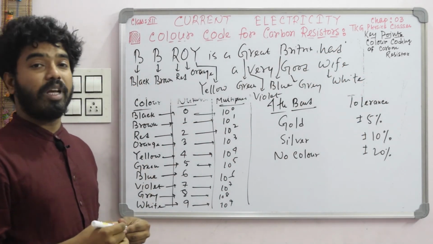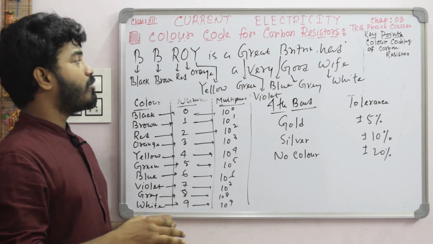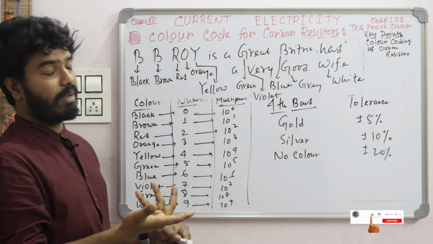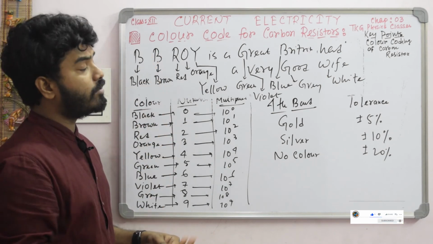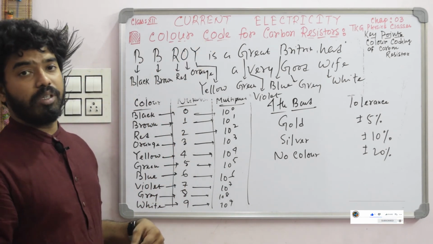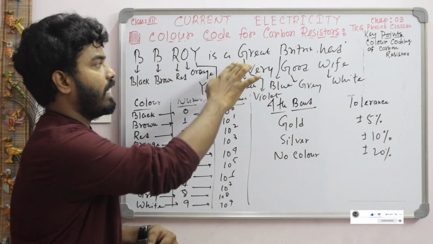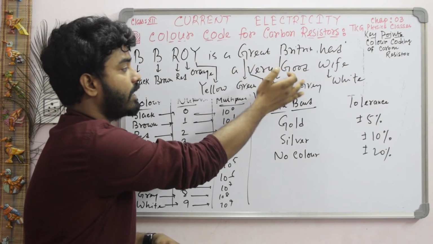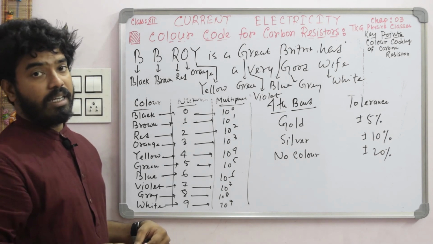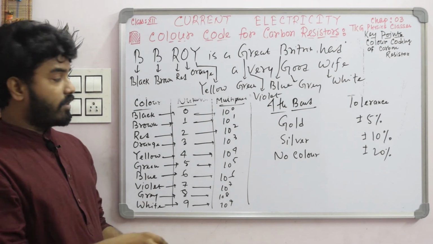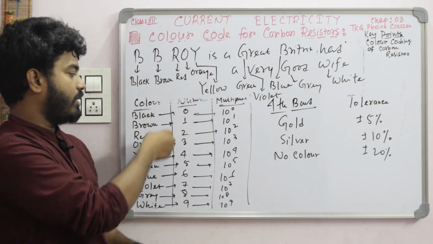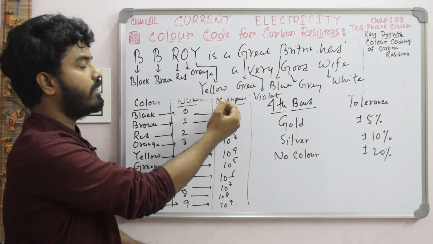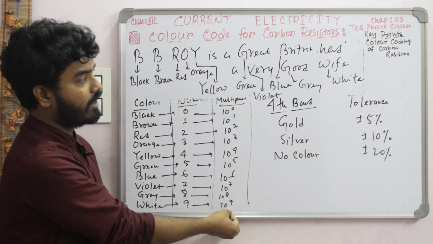So you just memorize this sentence, and you have to remember there are 3 B's. The first B represents black, the second B represents brown, and the third one represents blue. You have to memorize this one. And there are another 2 G's. The first G represents green and the second G represents grey. In this way we can memorize this table, and you know the sequence of numbers 0 to 9 and the corresponding multiplier, that is 10 to the power 0 to 10 to the power 9.